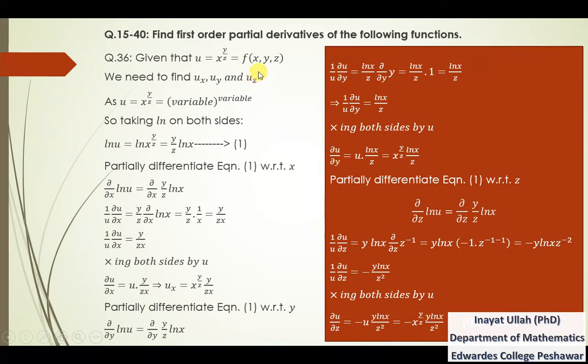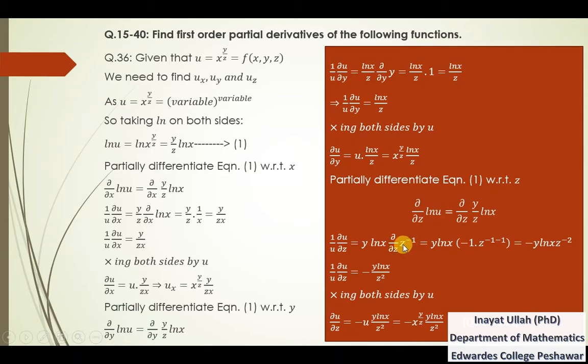Similarly, for the first order partial derivative of u with respect to z, we will partially differentiate this equation 1 with respect to z. It will be just like this function, but here the variable is z, and because this is with respect to z, y into log of x will be kept constant. Transferring this z into the numerator, it will become z inverse. So y log of x, del by del z of z inverse, and that is actually the power rule.